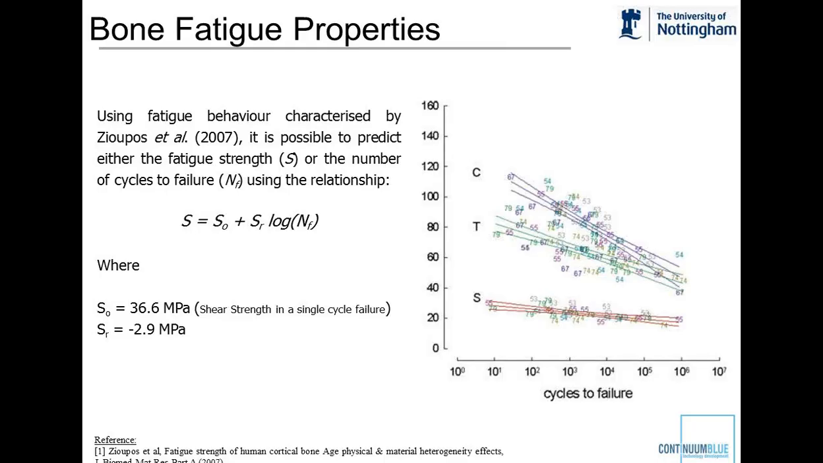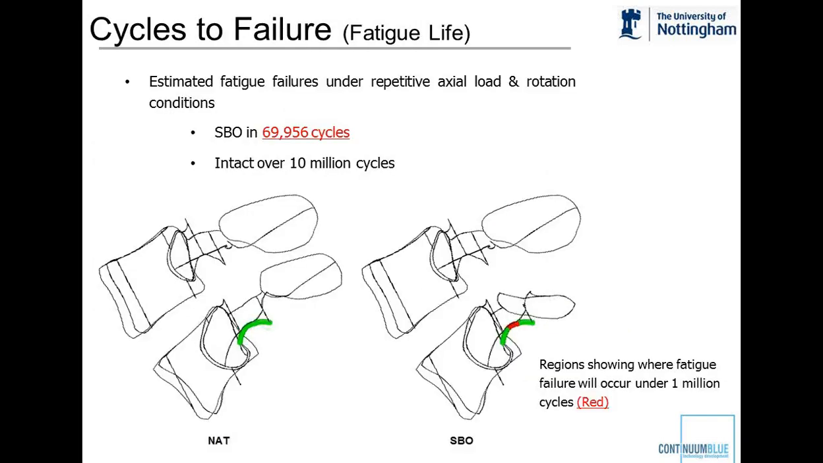We then modeled this and compared it to bone fatigue properties from papers and literature to find out after how many cycles, or how many times a cricketer, for example, could bowl before he got a spondylolysis or fracture in his spine. We used the work of Zioupos et al. in 2007 to get these curves of different types of bone loading conditions. And then we used COMSOL to estimate the fatigue failures under repetitive axial loads and rotation conditions.